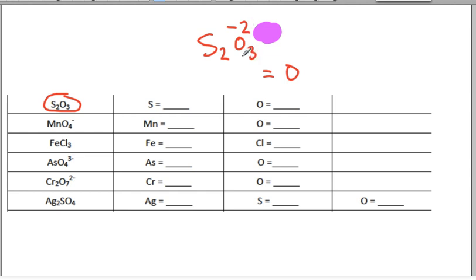So then what I do is I multiply down. Negative 2 is oxygen, and X is what I'm solving for. Negative 2 times 3 is negative 6, plus, in this case, X times 2, 2X. So then I just solve for X. Move this over, I get positive 6, divide by 2. That means the oxidation number of S would be 3. Oxidation number of oxygen would be negative 2. So the first one is 3, negative 2.